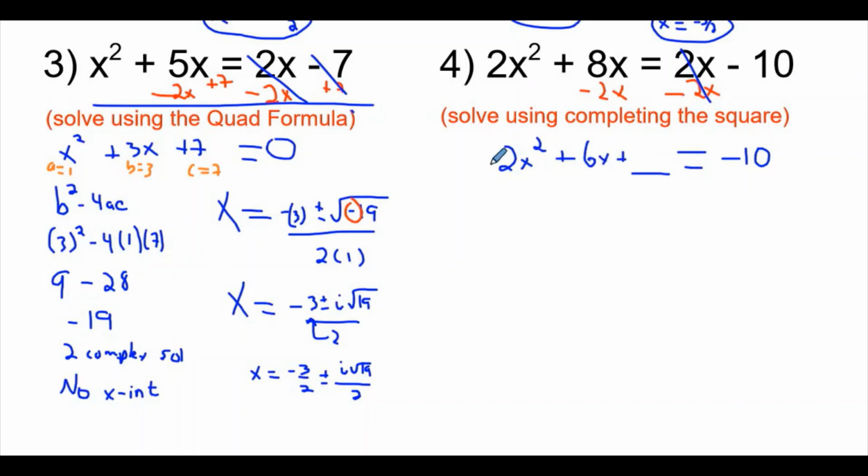Oop, got to be careful. We have a lead coefficient. We have to GCF that out. If you don't, you can't balance the equation. So you have to GCF that out.